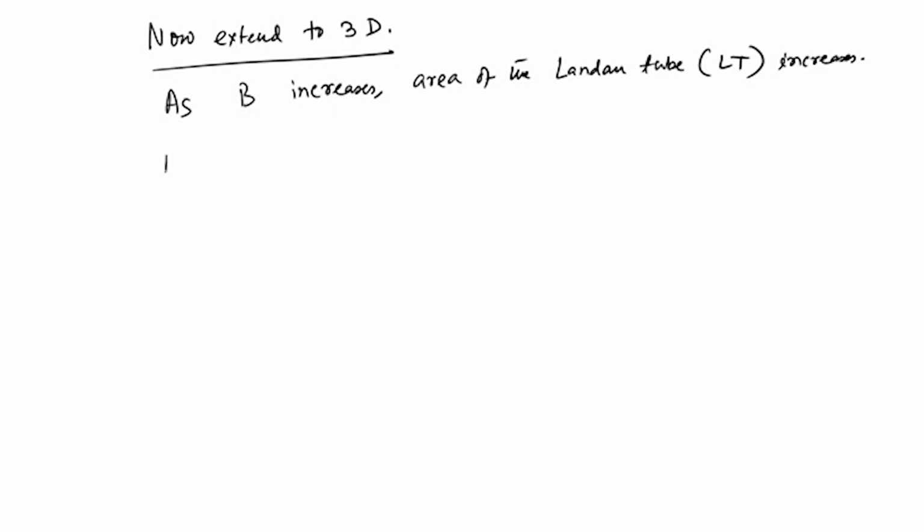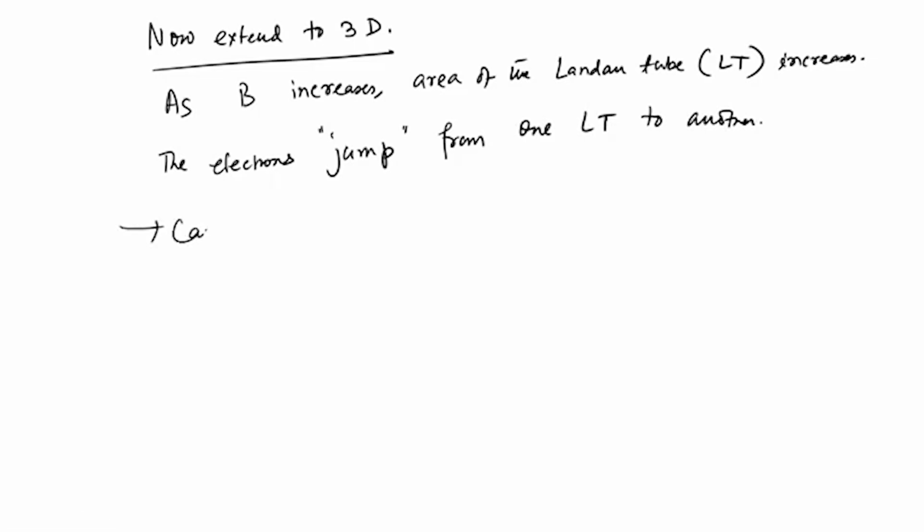So, the electrons jump from one LT to another. Okay. So, this causes oscillations in the magnetic susceptibility.